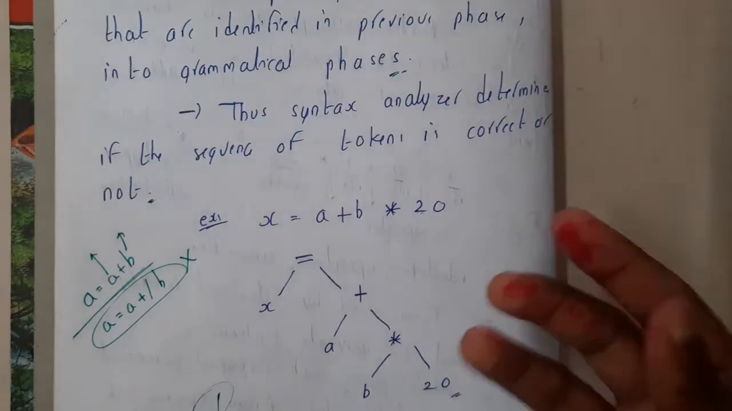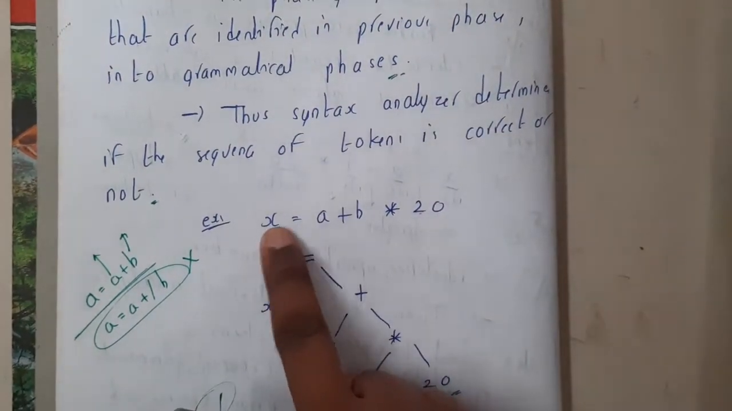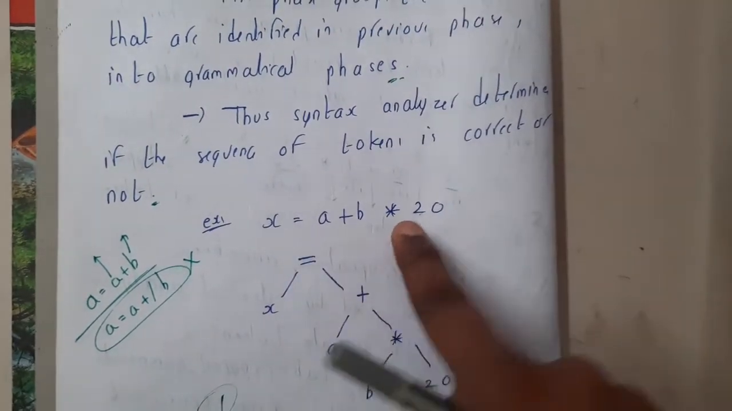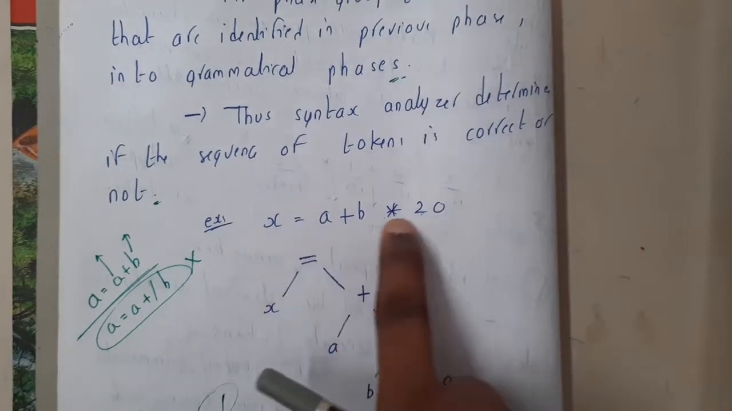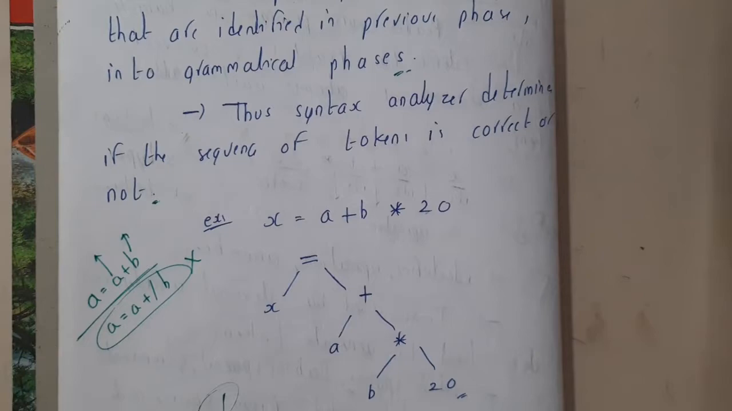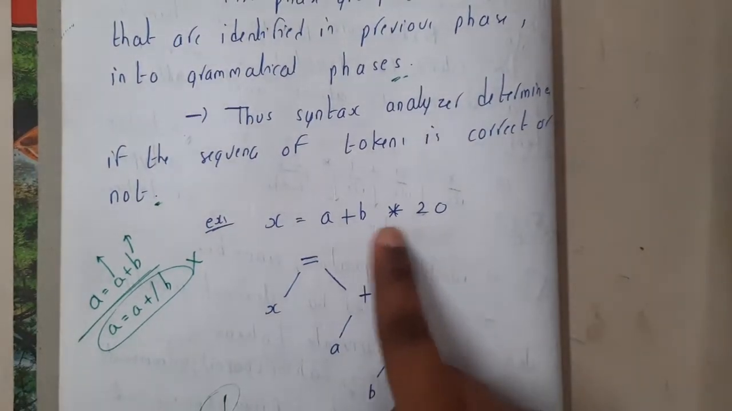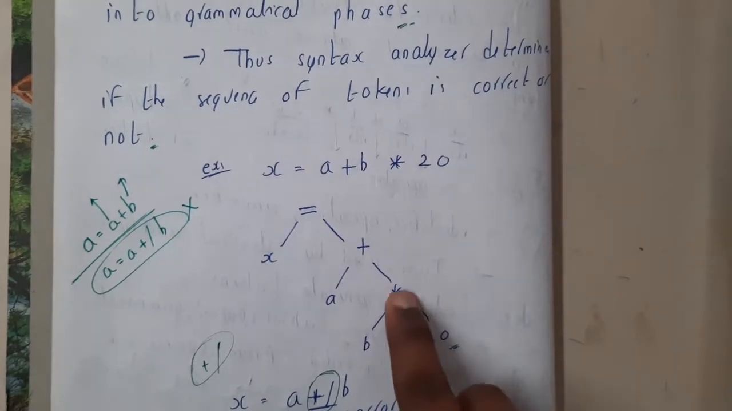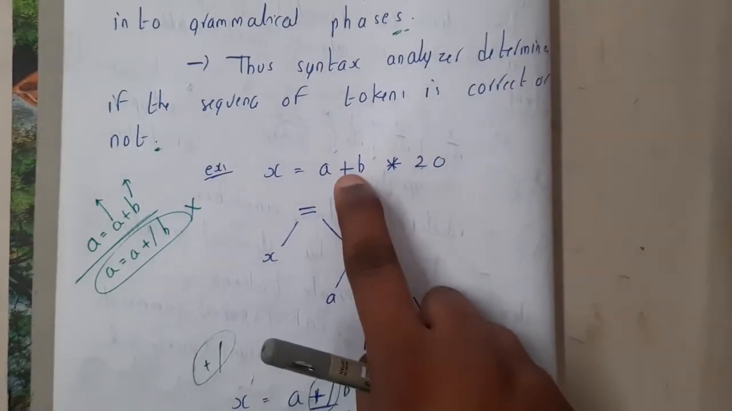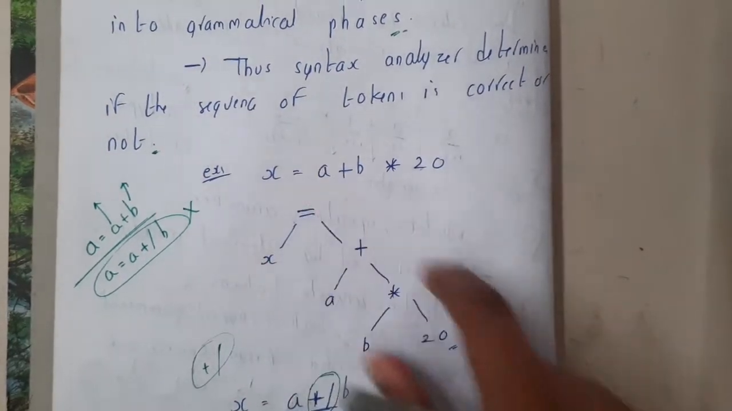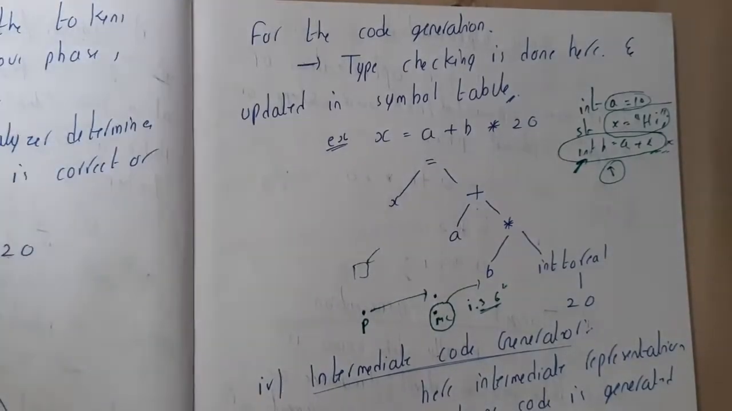Got it? So how are we going to find this? You are going to convert your given expression into a tree, guys. So X is equals to A plus B into 20, right? Among these, which can I perform first? Let us assume we are following the BODMAS rule. At that time, first you will do multiplication, so you will do B into 20 and get the result. This result you are going to add to A, and at the end, you are going to substitute that result into X. So this is the tree diagram, and this is the step we do in the syntax analyzer.